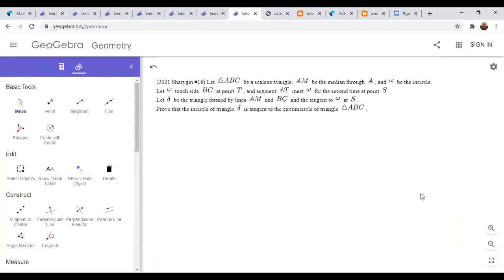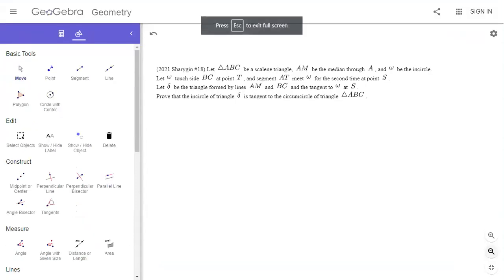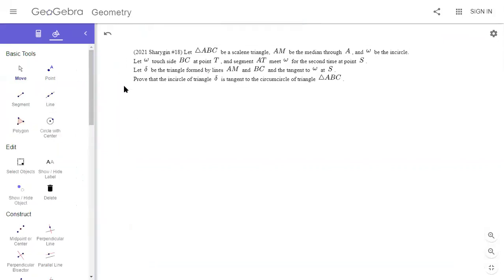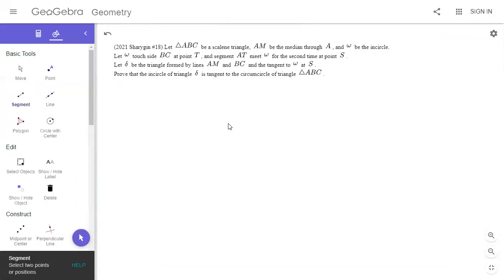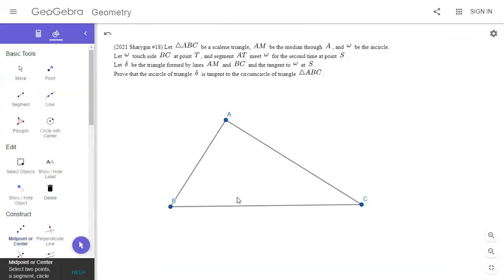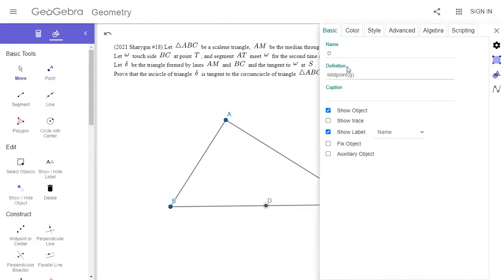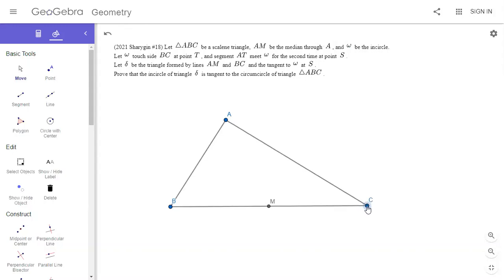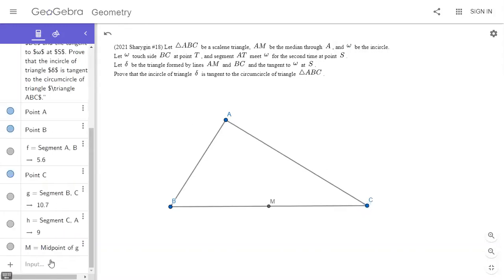Let's see. So this one, did I have another problem? No, that was my last one. This is number 18 on the Sharygin. So we have a triangle ABC. AM is the median. So M is the midpoint of BC. Omega is the incircle.